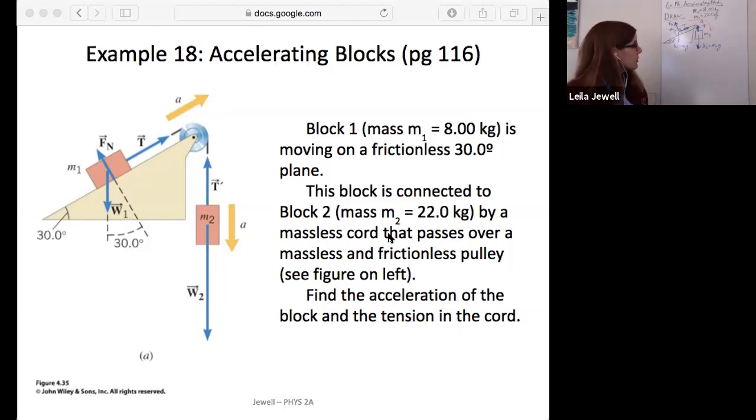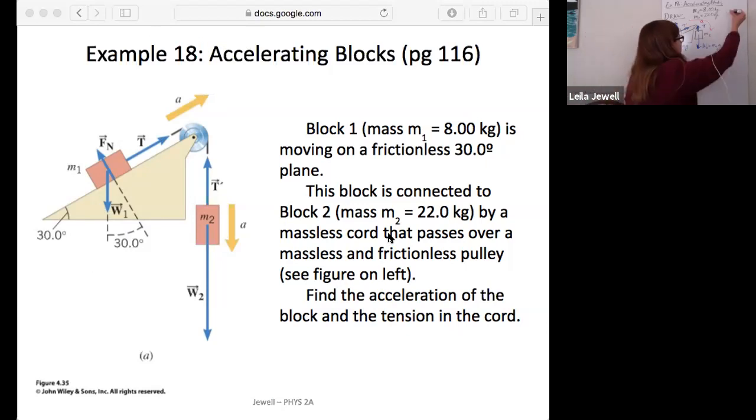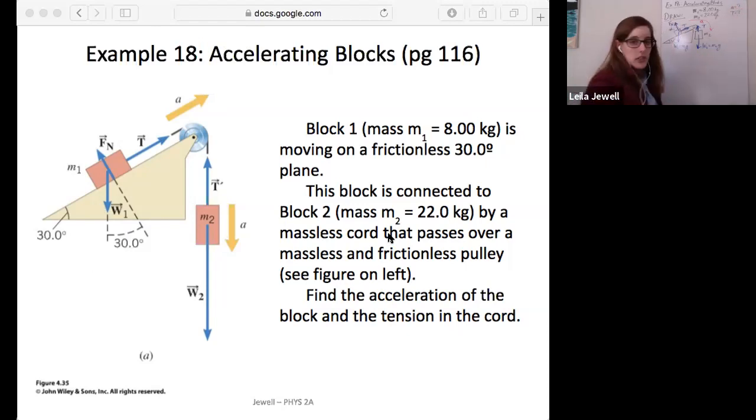Okay, now what are we solving for ultimately? We want to find the acceleration and the tension. So I'll just jot that down over here. Looking for acceleration and tension.